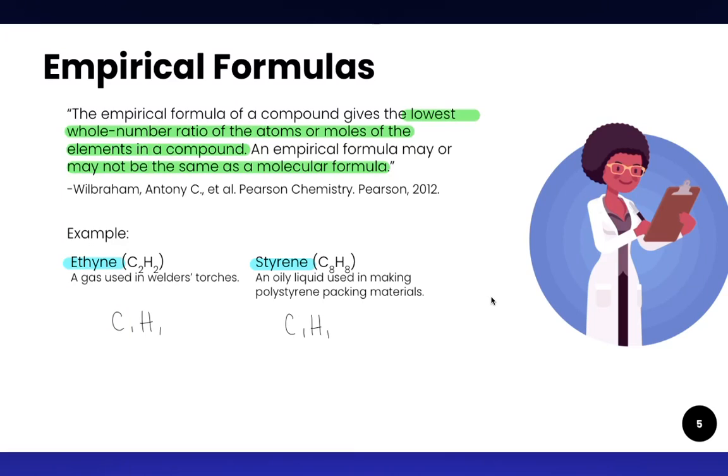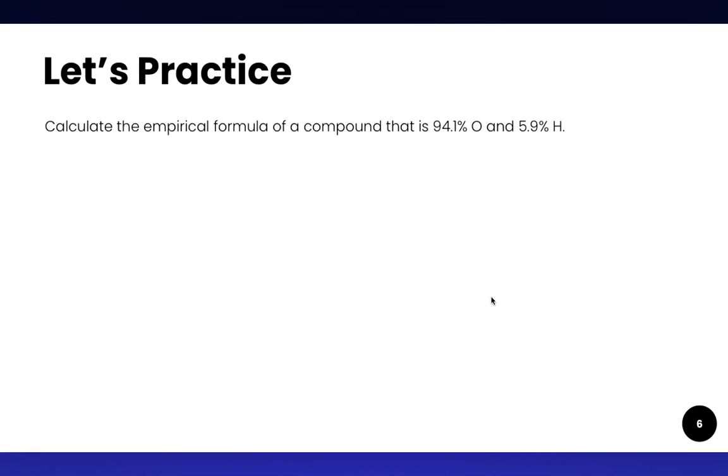So you can use experimental data to find the empirical formulas, but you will need the molecular mass in order to find the molecular formula. Calculate the empirical formula of a compound that is 94.1% oxygen and 5.9% hydrogen. Because we have percentages here, we're going to assume that we have 100 grams of compound. And if we assume that, that means that we have 94.1 grams of oxygen and 5.9 grams of hydrogen.